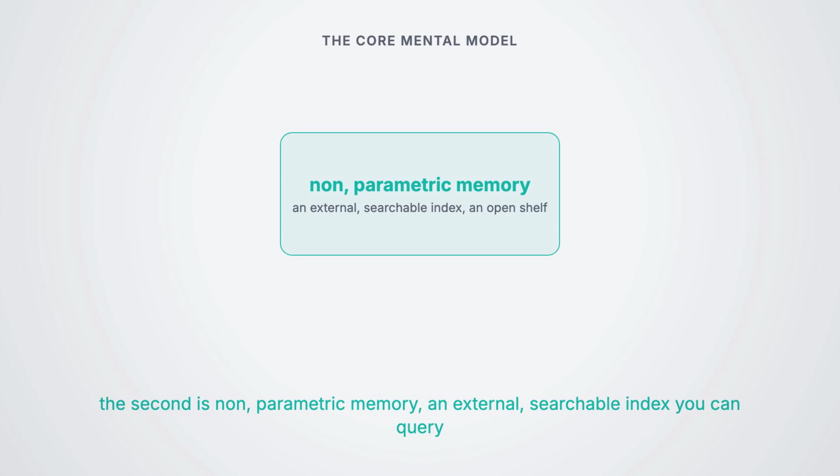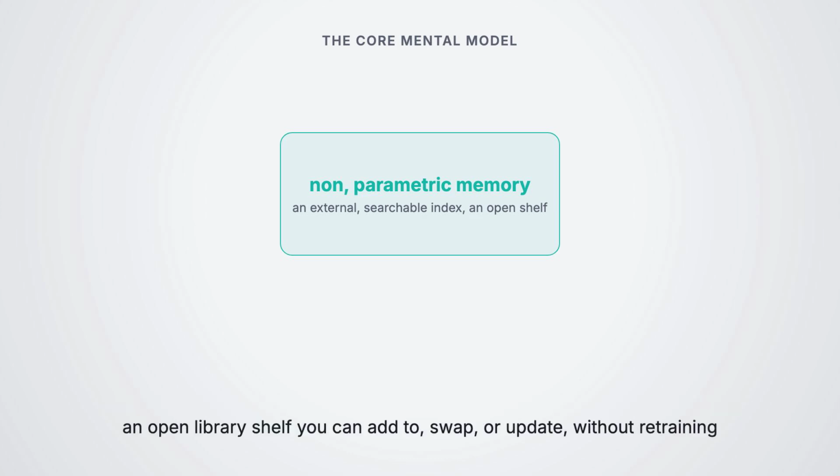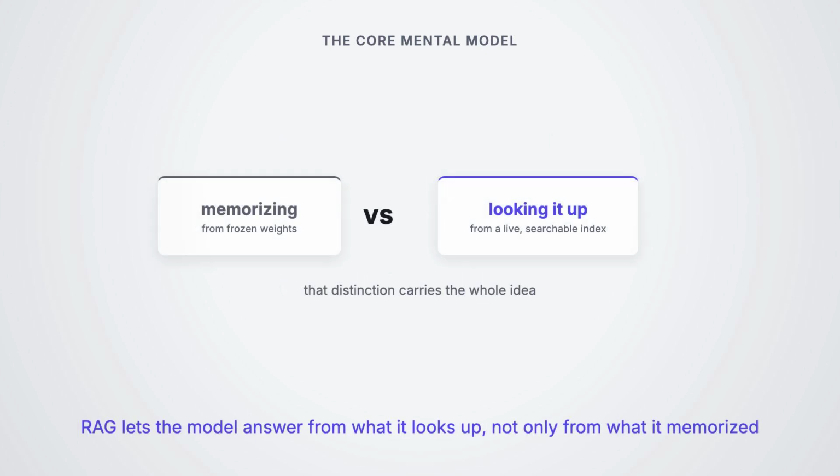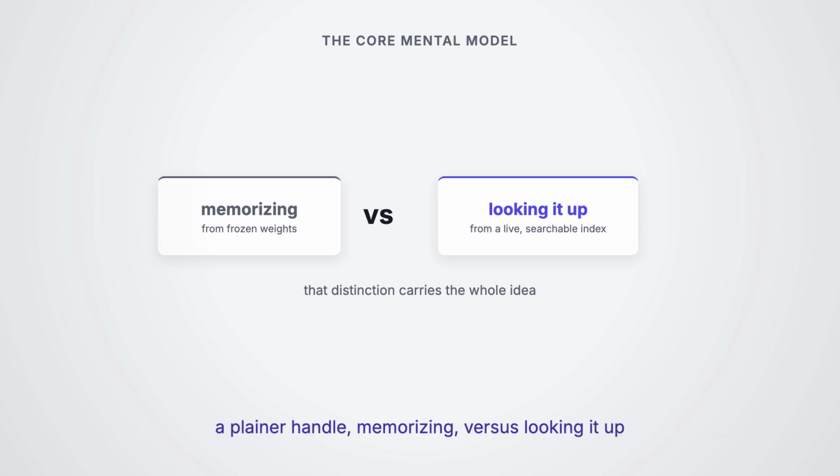The second is non-parametric memory, an external, searchable index of documents you can query at the moment you ask. Think of it as an open library shelf you can add to, swap, or update without ever retraining the model. RAG simply lets the model answer from what it looks up, not only from what it memorized. A plainer handle for the same split, memorizing versus looking it up. That distinction carries the whole idea.